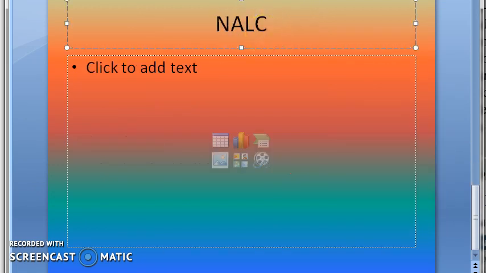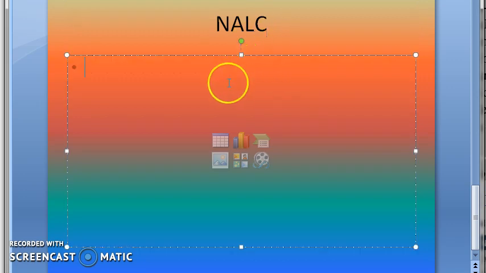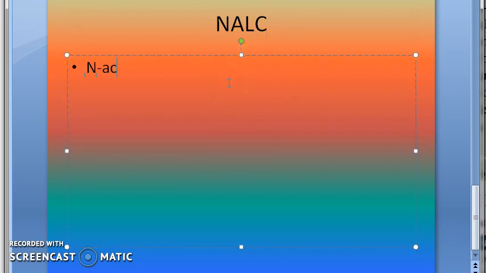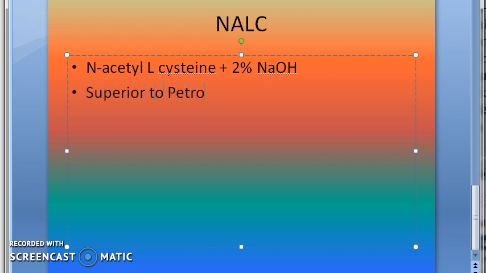Next method is the NALC method. It's an option, you can either do Petroff or NALC. NALC is N-acetyl L-cysteine plus 2% NaOH. Here the NaOH percentage, you see, is 2%. This is superior to Petroff's method for isolation. Then NALC liquefies the sputum and NaOH kills the normal flora.